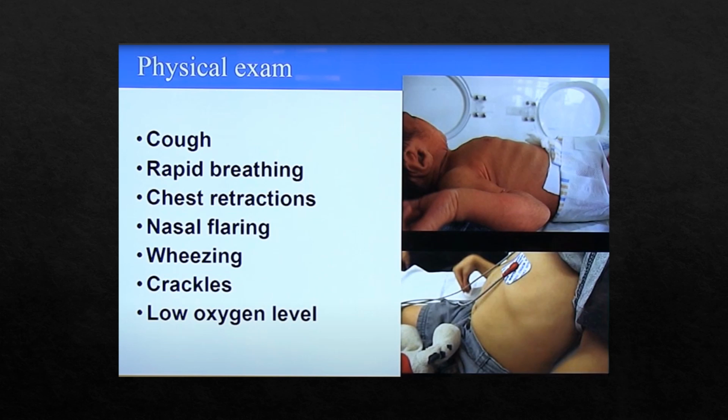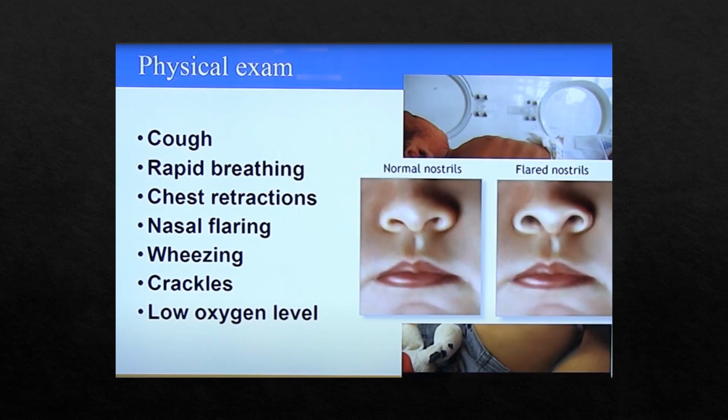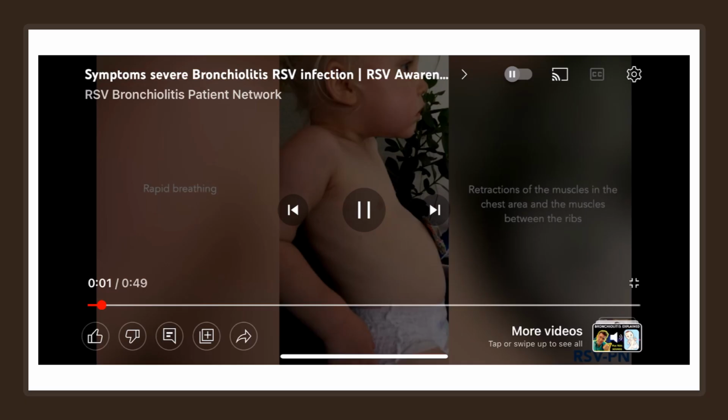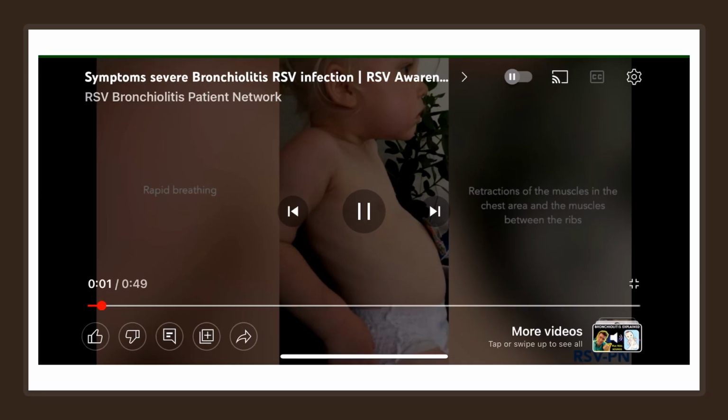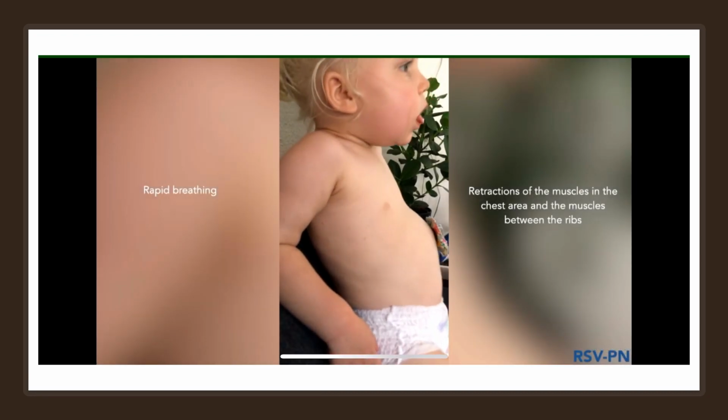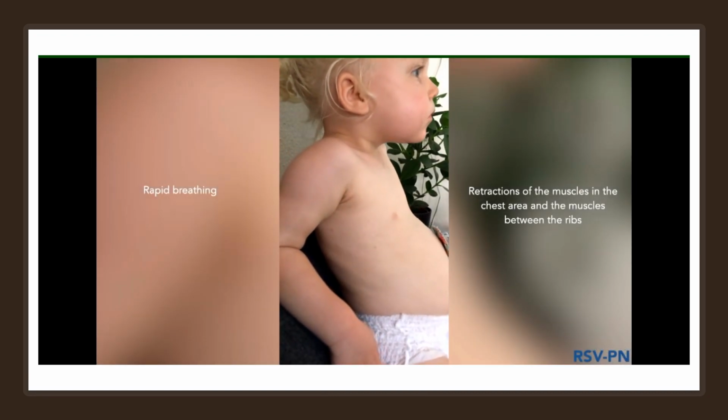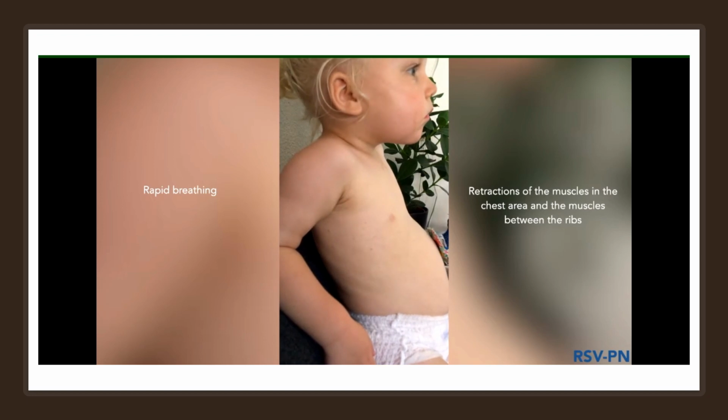And on your exam, you want to look for retractions: the intercostal retractions, as the skin gets sucked up in between the ribs, and subcostal retractions, where the skin gets sucked up underneath the rib cage. And you may appreciate some nasal flaring as they inhale and flare their nares. And these are just some examples of RSV.